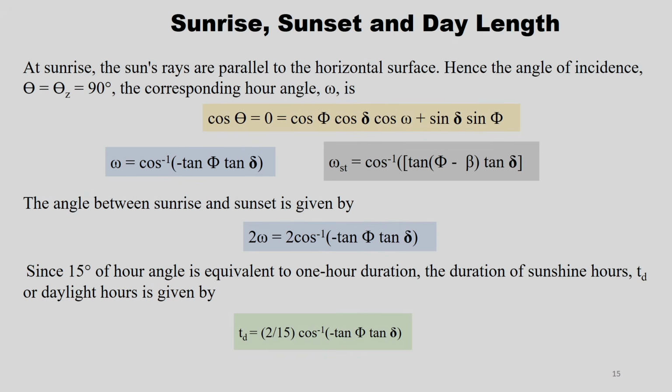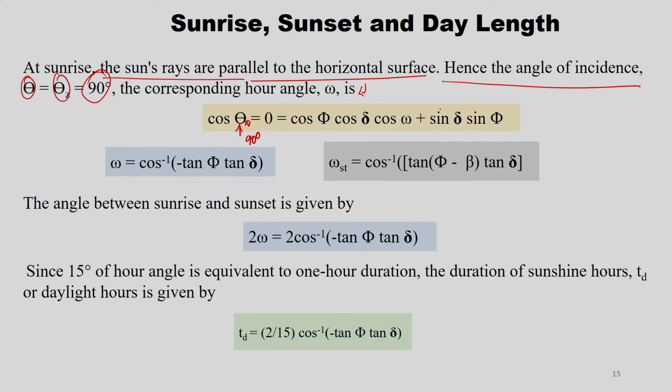Then sunrise, sunset and day length, how to calculate them. At sunrise the sun's rays are parallel to the horizontal surface. So, the angle of incidence theta z would be equivalent to 90 degree. How do we calculate the corresponding hour angle omega? The cos theta z, if we substitute theta z as 90 degree, then it becomes 0. So, this is the cos theta z formula: cos phi, cos delta, cos omega, plus sin delta, sin phi.